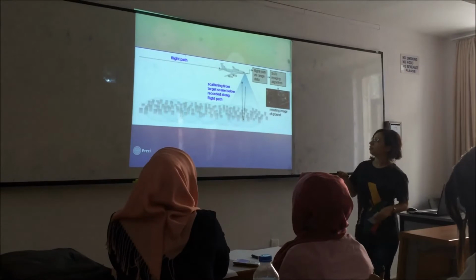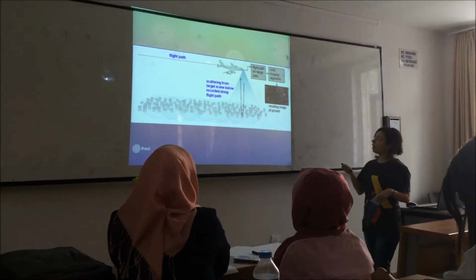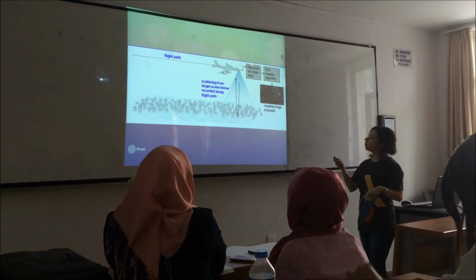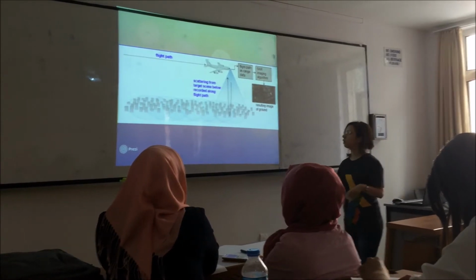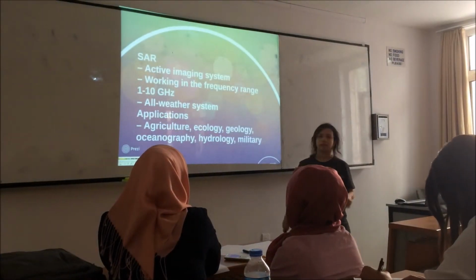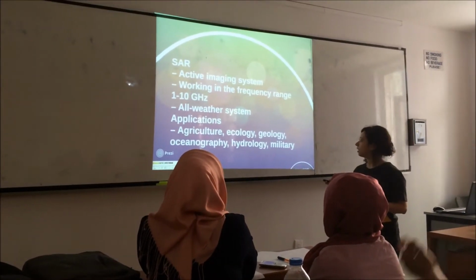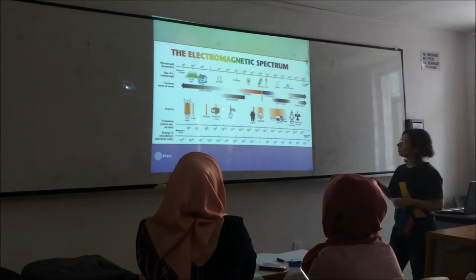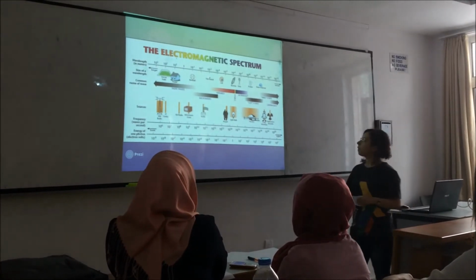What's an active imaging system? Like that, in flight here, and some flight path, and some scattering here, and they range the data, and the SAR image algorithm results in the image of the ground. And SAR radars work between 1 and 10 GHz. What's the meaning of this? We can show the electromagnetic spectrum here, like in here, radars are in microwaves.